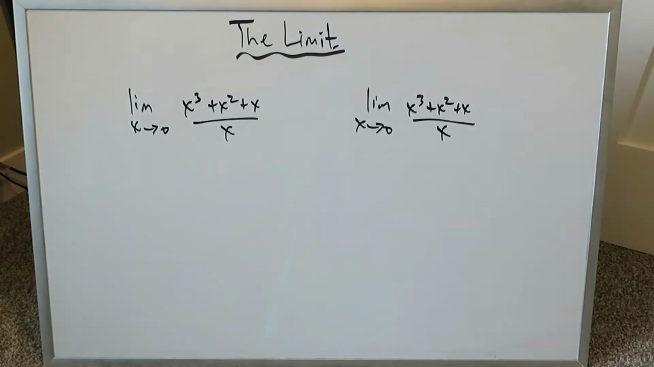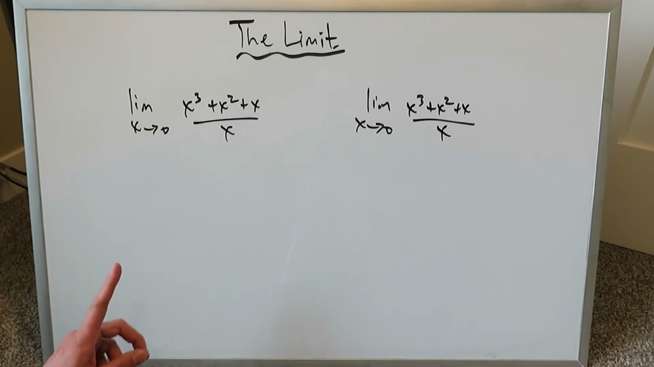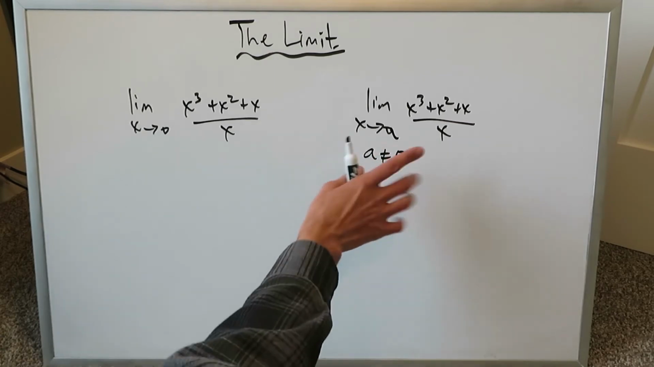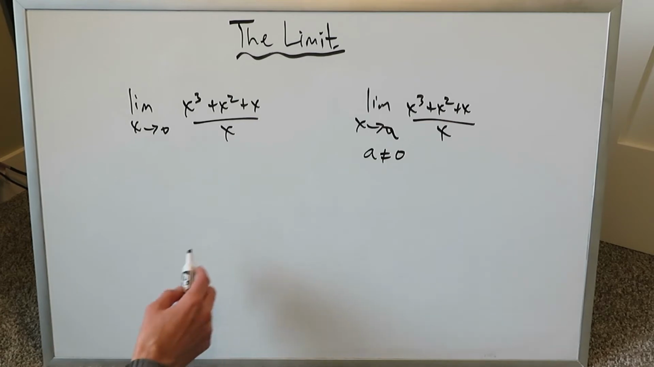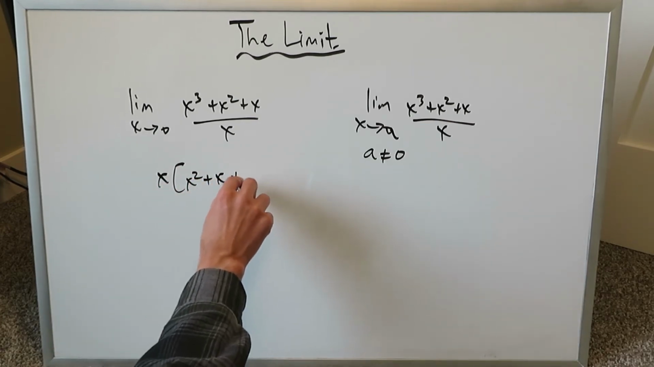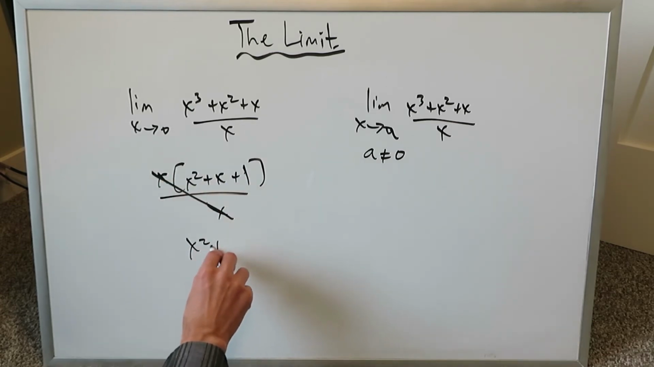Let's look at this question. Limit as x approaches 0, we have this cubic function in the numerator and a simple x in the denominator, and limit as x approaches a, where a cannot equal 0. For that instance, simplify this rational function and then see if you can use the direct substitution property of limits, because that'll make your life so much easier. And this is exactly what you'll get. This cancels out. You'll have x squared plus x plus 1.